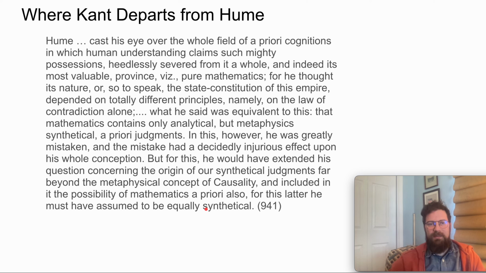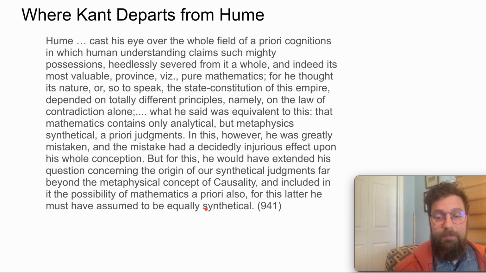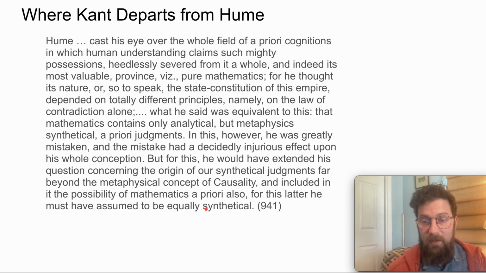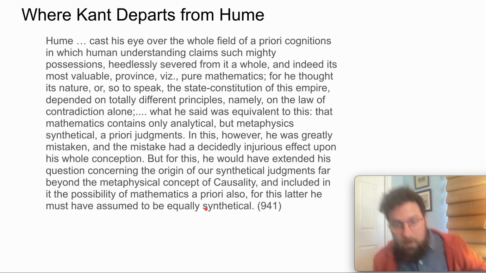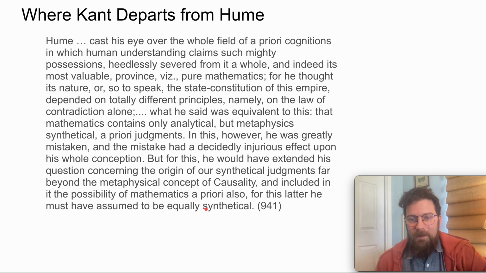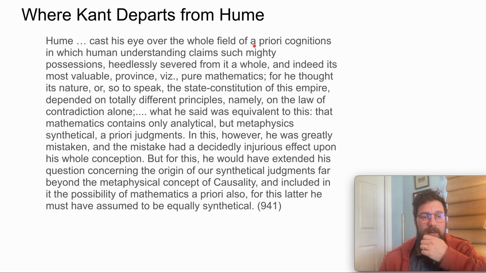Here's one way that Kant is going to push this line of thought. And he's going to say, Hume messed up when he said that all necessary truths, that is, all analytic statements, or all non-experiential things are just conceptual truths, right? So Hume casts his eye over the whole field of a priori cognition, so the stuff you know independent of experience, in which human understanding claims such mighty possessions, and heedlessly severed from it a whole, and indeed its most valuable province, mathematics.